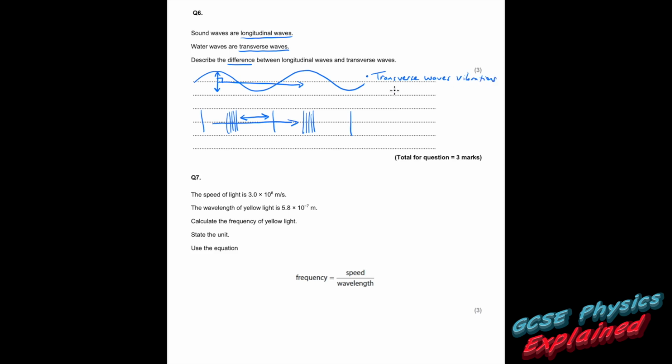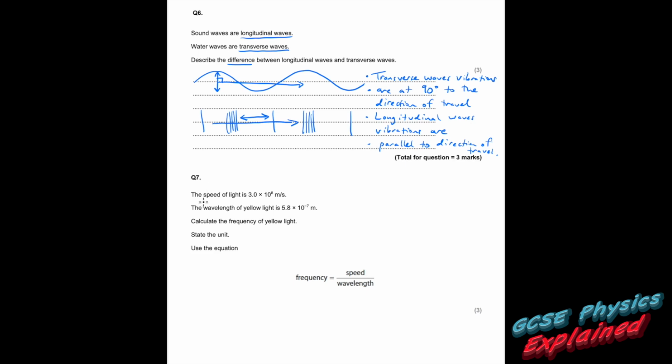So transverse waves, vibrations are at 90 degrees to the direction of travel. And longitudinal waves, vibrations are parallel to direction of travel. So you could actually get 4 marks because that's 4 pieces of information.